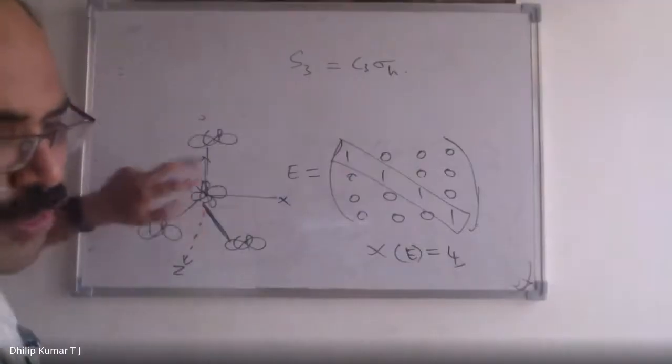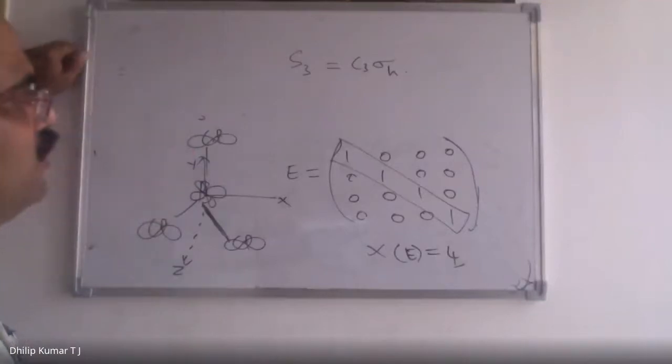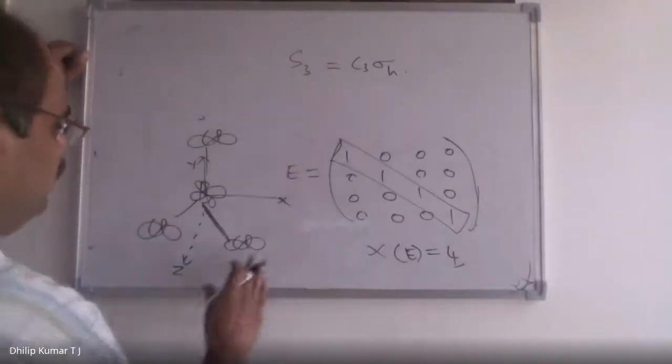I told for the BCl3 molecule. BCl3 only, right? You are looking at BCl3. And then you want to find out C3, right? You can do that.